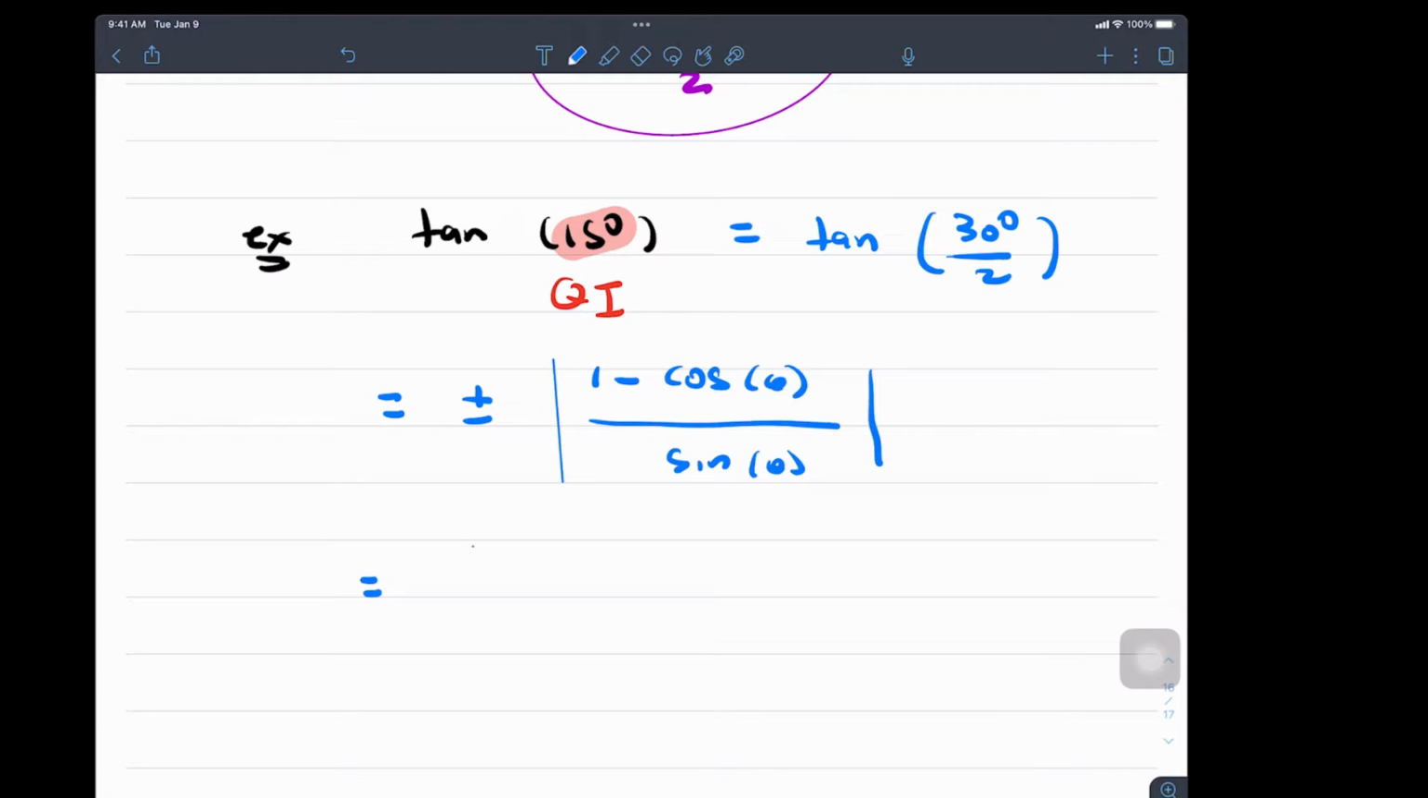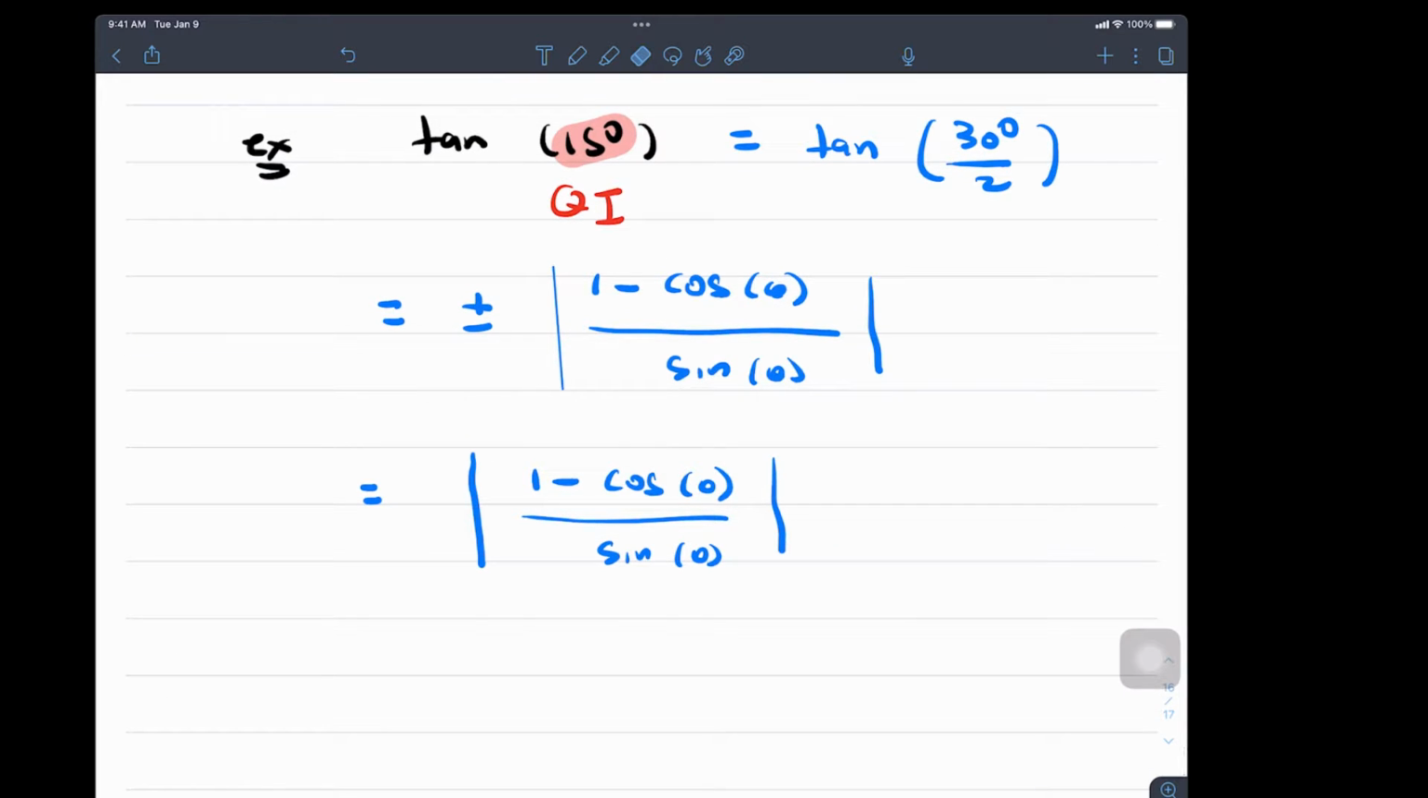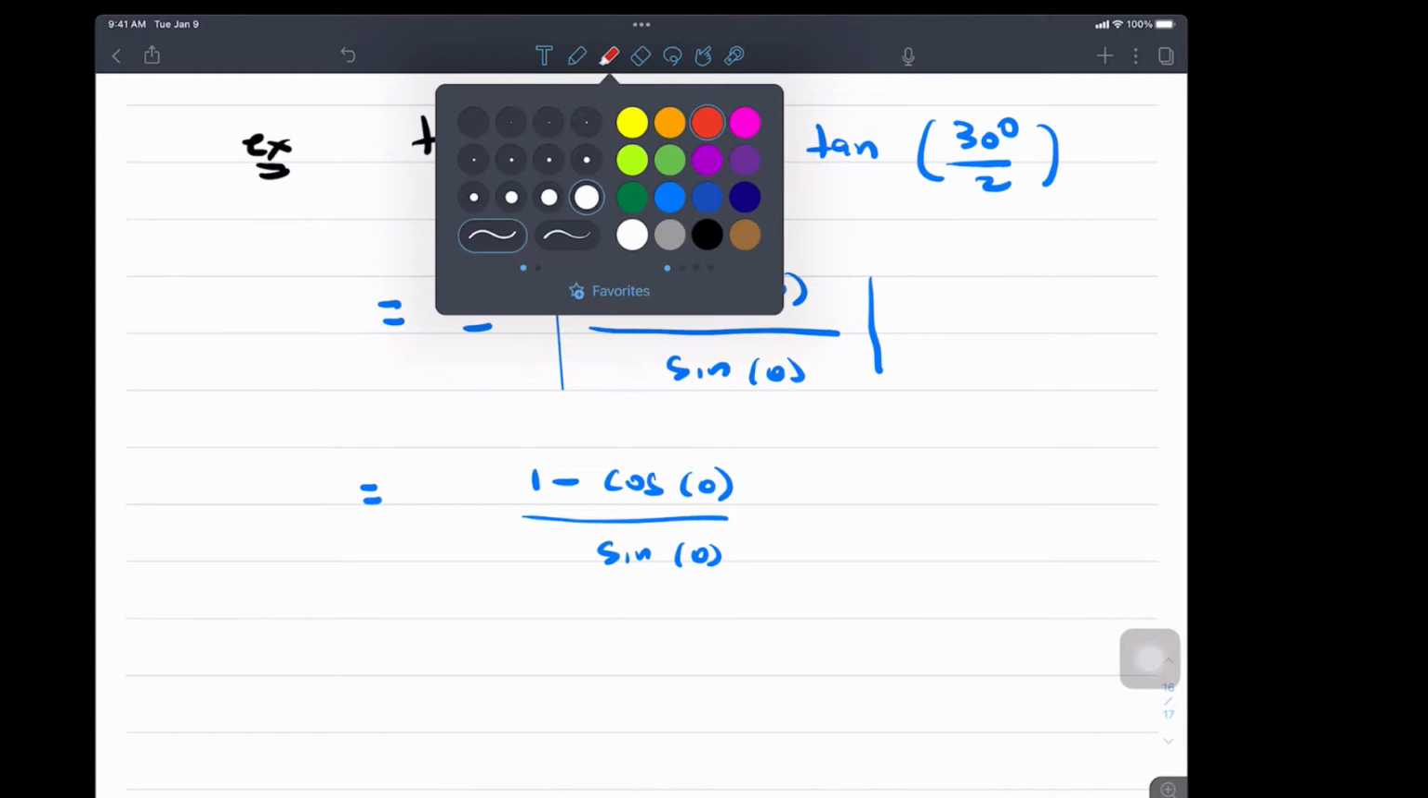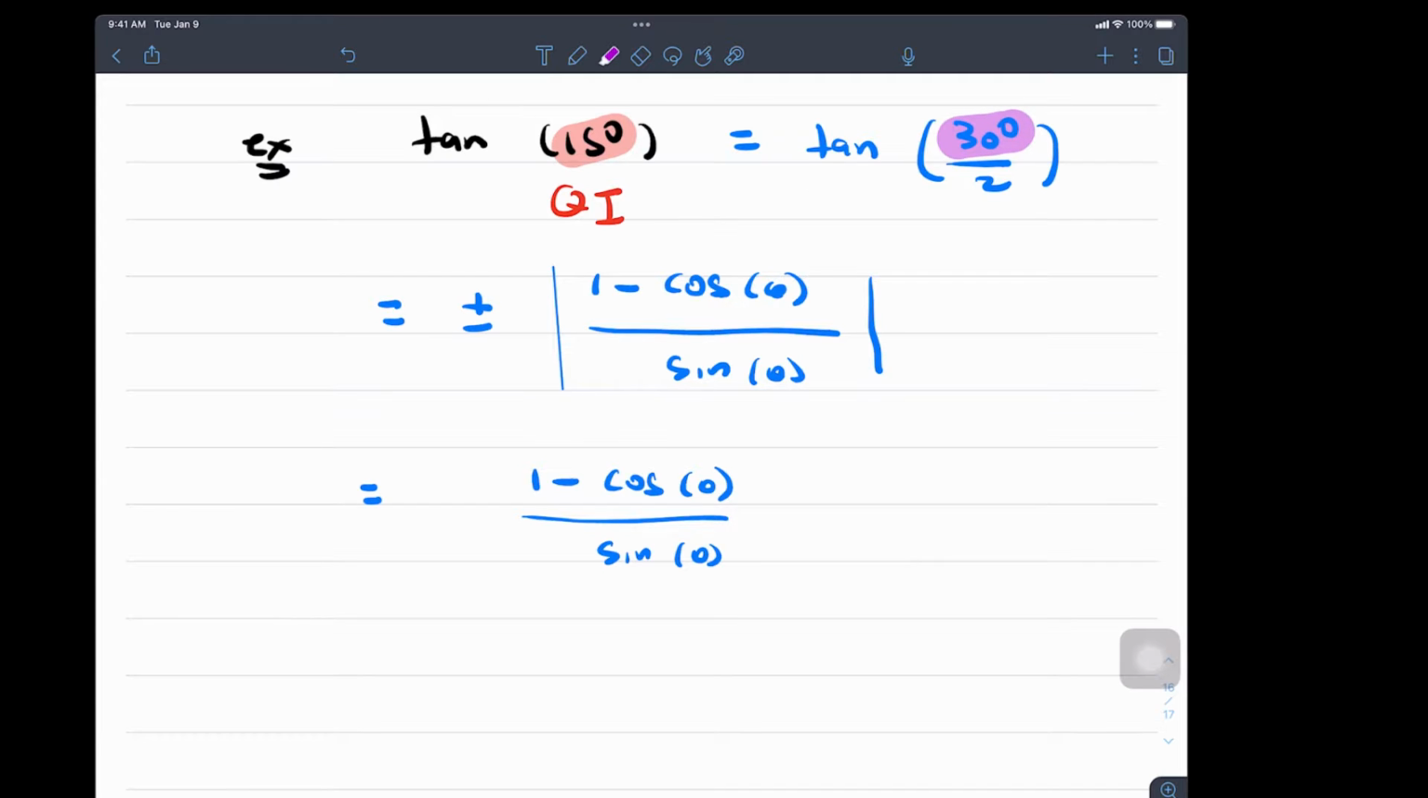So you say, do I just put positive 1 minus cosine theta over sine theta? And I'll say you can, but you know the answer is what? Positive, so you can remove this absolute value sign, because there's no way tangent will be negative, right? So what's the full angle going to be now? This is 30, so this has to be 30. This has to be 30. That's the full angle. Is that right?